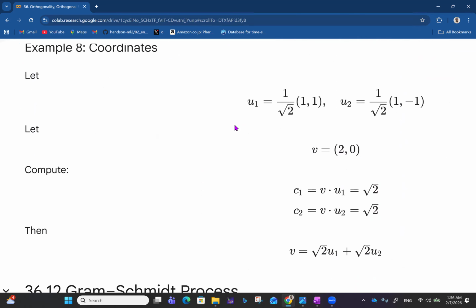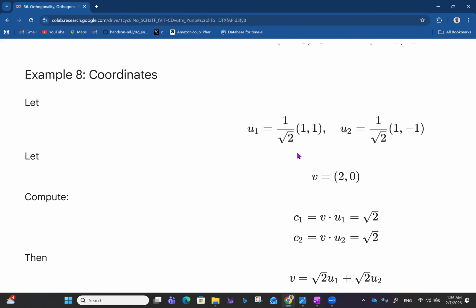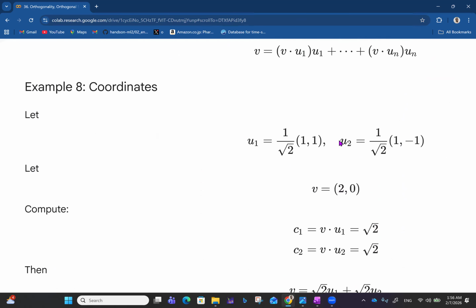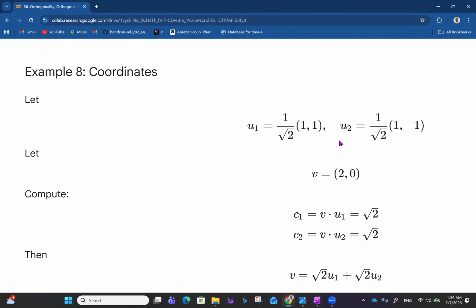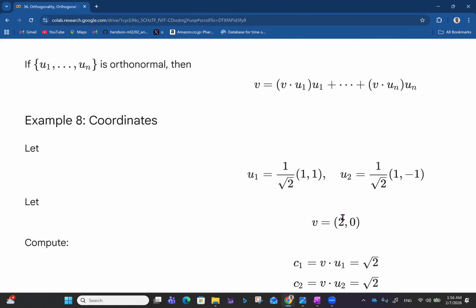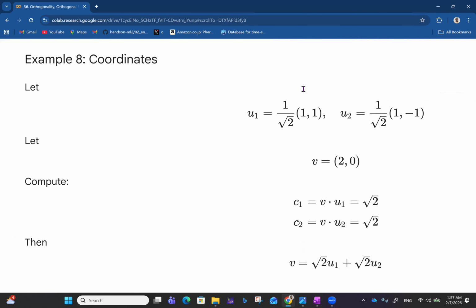So let u1 be 1 over root 2 into 1 comma 1. These are orthonormal bases, as you can already see, because that was the kind of thing we did before. U1 is 1 over root 2 into 1 comma 1, and u2 is 1 over root 2 into 1 comma minus 1. If you let v be 2 comma 0, okay? Then you're going to get this first one, v dot u1, that is this v times this u1.